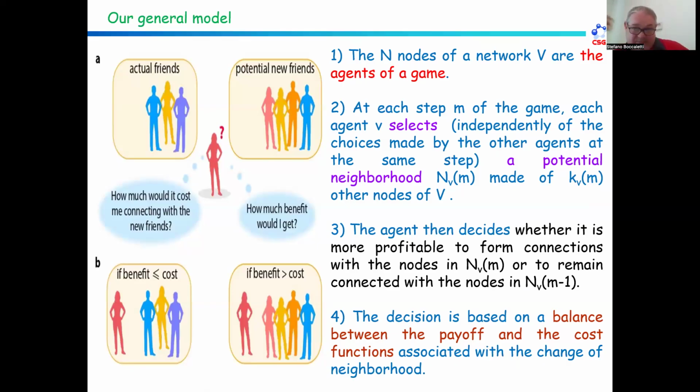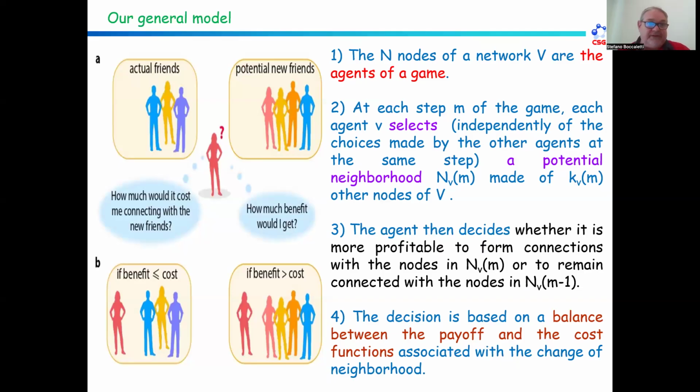From one side, and from the other side, the agent asks, how much benefit would I get from the move? Now, if the benefit is smaller than the cost, it means that this move is not convenient. So I stay with the actual friends. I don't move. In this case, the red woman stays with the actual friends. Otherwise, if the benefit is larger than the cost, it means that the move is convenient for me, and then I move. Very simple. So the rule of the game is moving or not moving depending on benefit and cost.